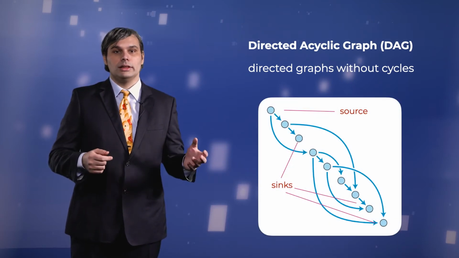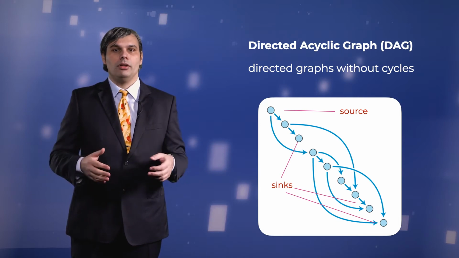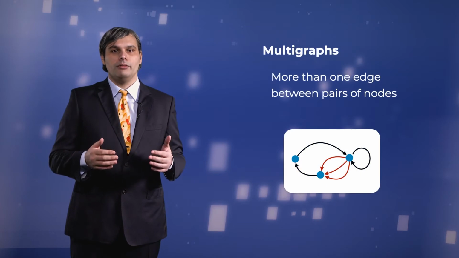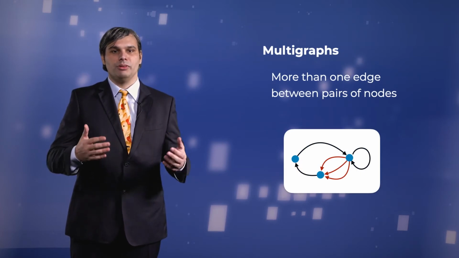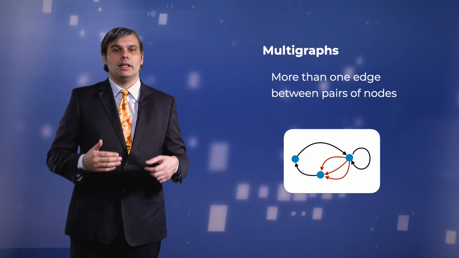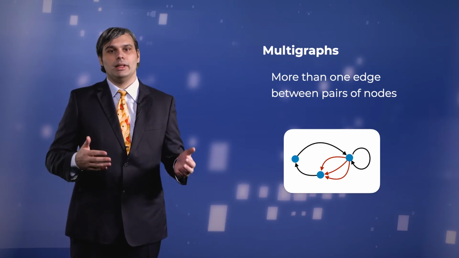We call a node a source if it only has outgoing edges. We call a node a sink if it only has incoming edges. A multigraph is a graph in which there could be more than one edge between two nodes. Multigraphs are used all the time in AI because they allow us to model different decisions that can be taken.